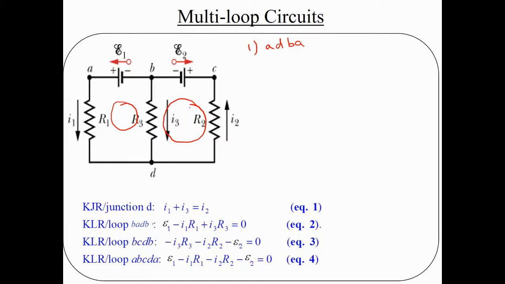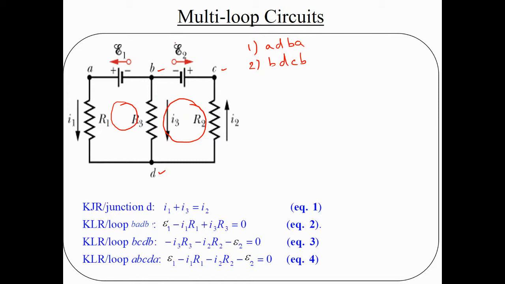What is my second loop, my dear? My second loop is B, D, C, and B. Am I right? Yes, doctor, B, D, C, B.